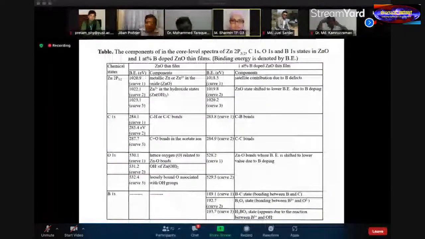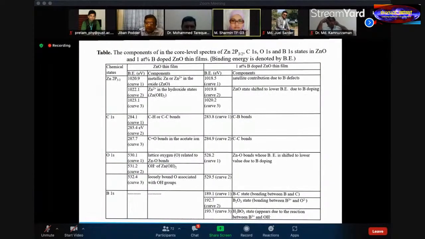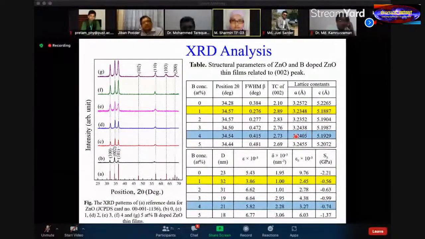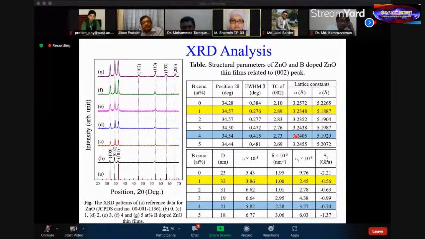XRD patterns of zinc oxide and boron doped zinc oxide thin films show the hexagonal wurtzite structure with the predominance of the (002) peak, and the structural parameters were calculated for this peak. For 1 atomic % boron doping, the peak position was shifted to a higher angle. The angle was decreased for boron doping, but with an exception at 4 atomic %, and all the results were found exceptional at 4 atomic %. It just did not match the trend line because there is a transition region here from nanofiber to nanoflake morphological pattern.